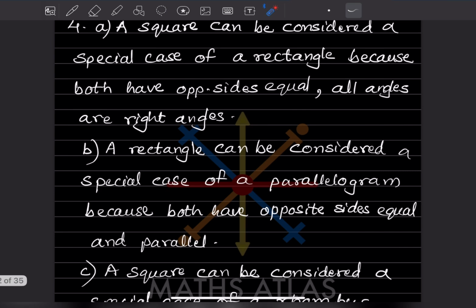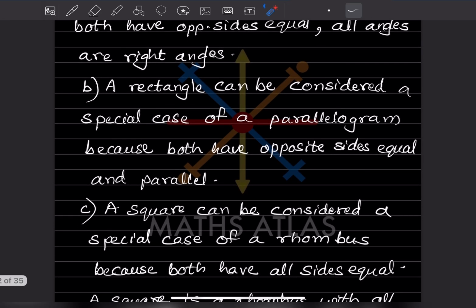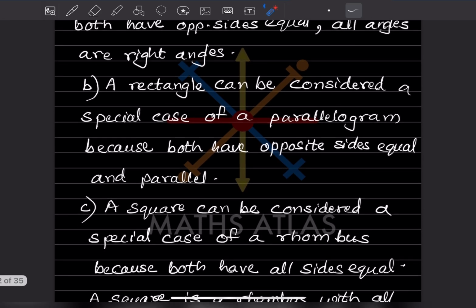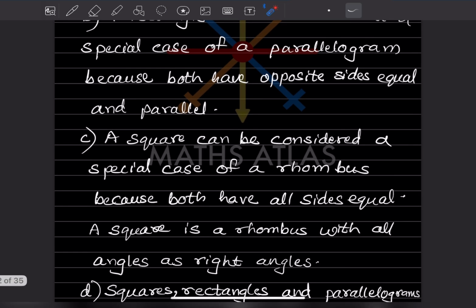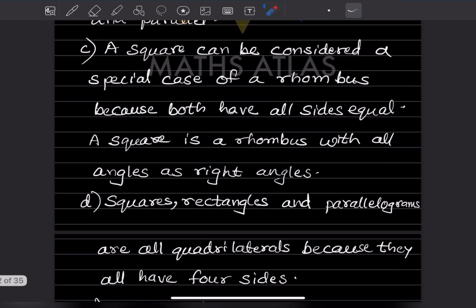A rectangle can be considered a special case of a parallelogram because both have opposite sides equal and they are parallel. You can see here, this is a rectangle, this side is equal to this one, and this is equal to this, and in the parallelogram that is also the case. Both have opposite sides equal and parallel. A square can be considered a special case of a rhombus because both have all sides equal, and a square is a rhombus with all angles as right angles. So this is the reason.